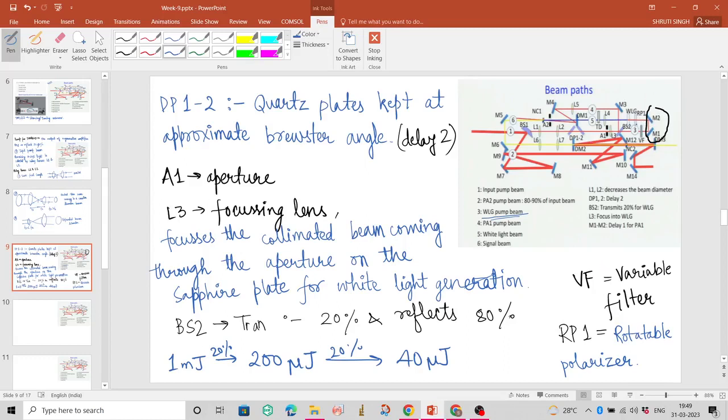After checking the polarization, the WLG pump beam hits the sapphire crystal kept here, which generates the white light. Here the white light has been shown in the blue color. This generated white light goes, and again it is collected by this lens L4. It's again a convex lens, and then it hits this part which is TD.